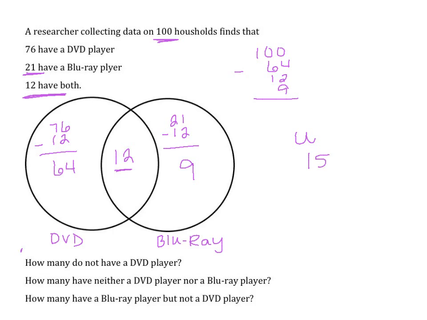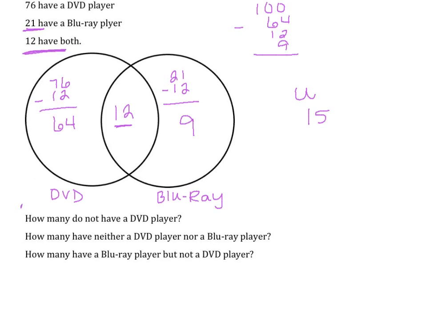So now we can answer the questions. How many do not have a DVD player? Well, if you have a Blu-ray player only, and we have the universal set where they don't have a DVD player, that means 24 do not have a DVD. How many have neither a DVD player nor a Blu-ray? So how many are not in our circles? Well, that would be 15. 15 people do not have anything. How many people have a Blu-ray player but not a DVD? Well, that would be just Blu-ray only. We can't include the 12 here because that's in combination with those that have a DVD. So there are 9 households that do not have a DVD player.